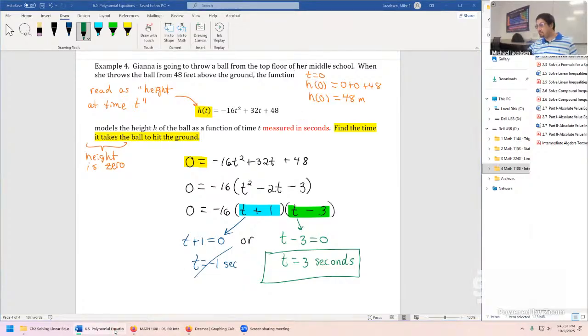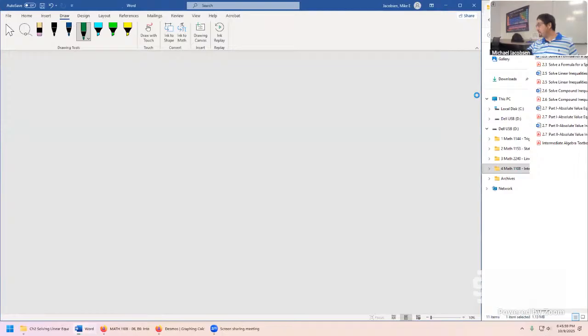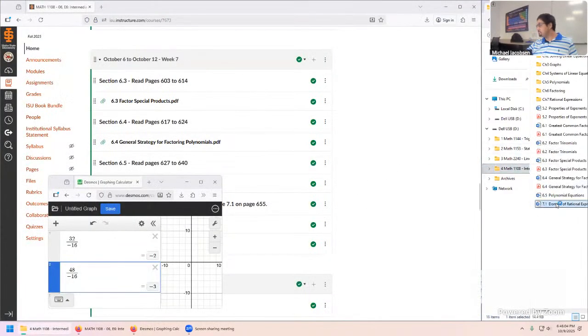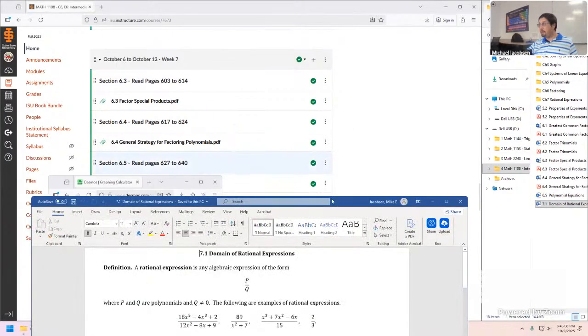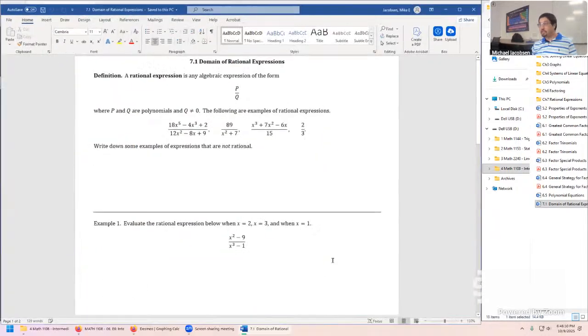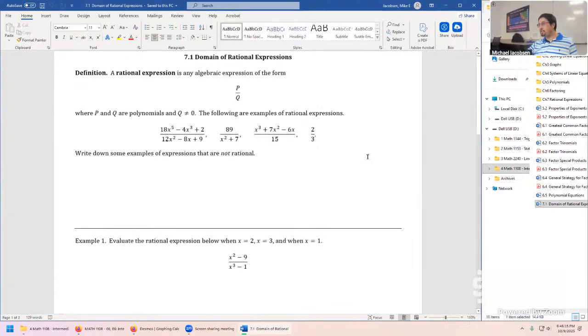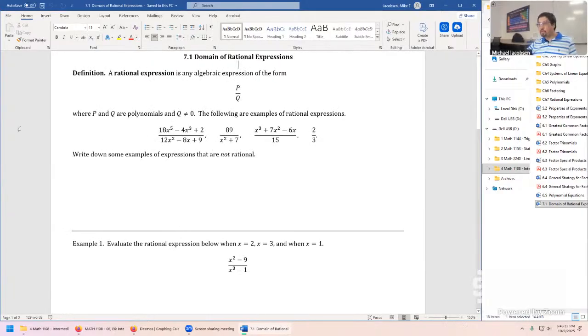Okay, so let's take a look at what those new interesting problems are going to look like. Chapter 7 is going to be all about solving rational equations. But before we talk about solving rational equations, we also have to discuss what we even mean by a rational expression in the very first place. So a rational expression you can think of as just a fraction. Rational just means ratio of one thing to another thing.